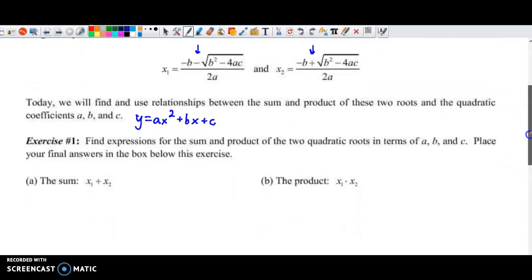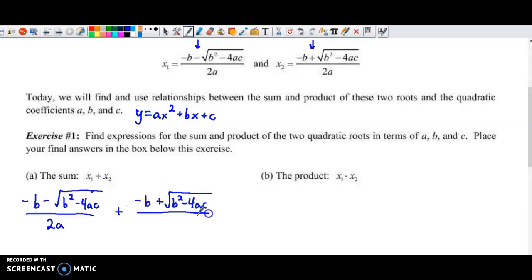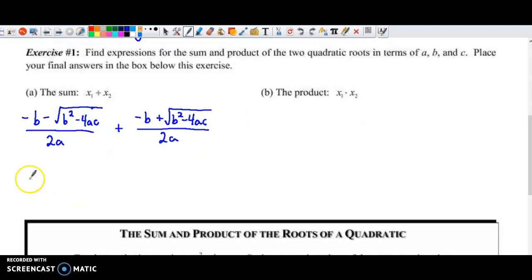So if I ask you to add those two values together, what I'm talking about is the negative b minus the square root of b squared minus 4ac all over 2a, plus the other problem, negative b plus the square root of b squared minus 4ac all over 2a. Now, I would assume you know this, but if you don't, I'll go ahead and write it for you, that you can add these together because we have the same denominator.